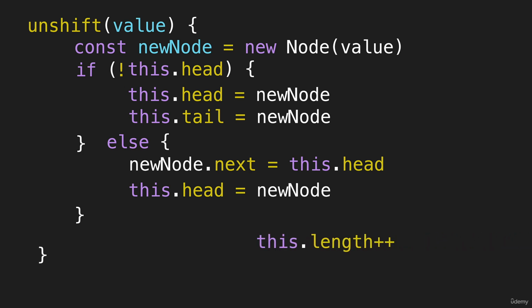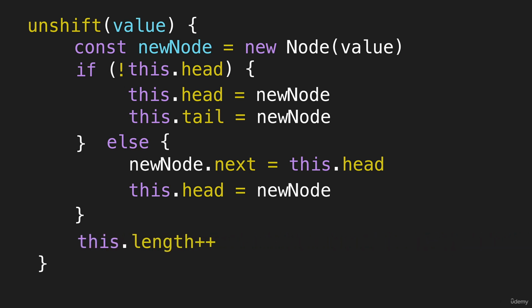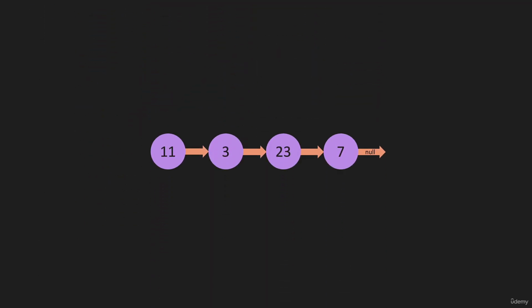Only things left to do are to increase the length by 1 and then return the entire linked list. So we'll look at this code in just a second in Chrome DevTools. And when we go over to DevTools, we're going to create this linked list. Then I'm going to do an unshift with the number 4 and add that into the list. So let's flip over to DevTools and have a look at that.